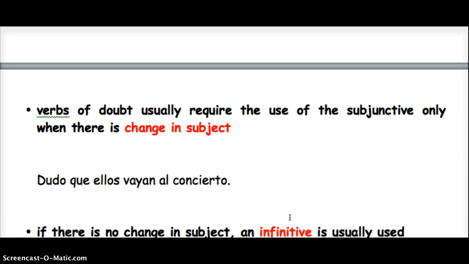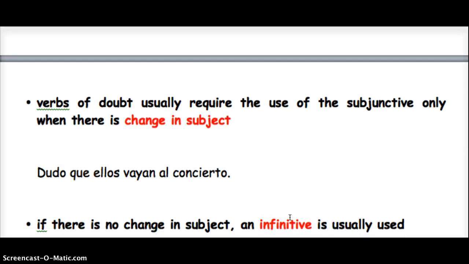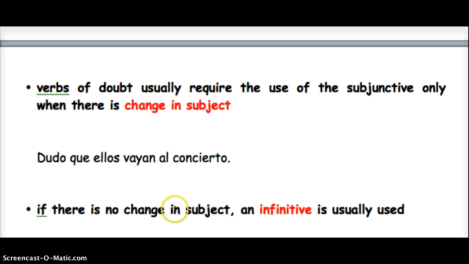Verbs of doubt usually require the use of the subjunctive only when there is a change in subject. So this sentence, dudo que ellos vayan al concierto, I'm doing the doubting, they're going to the concert. So there's a change in subject, I and they, between the two mini sentences that make the entire sentence. So because of that, you have the subjunctive. Dudo que ellos vayan al concierto.